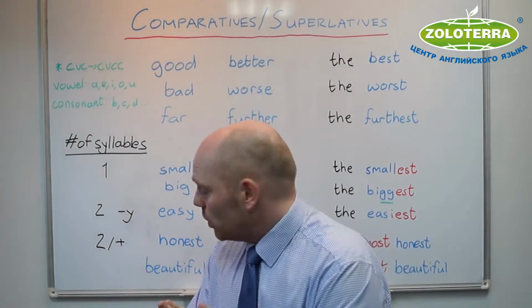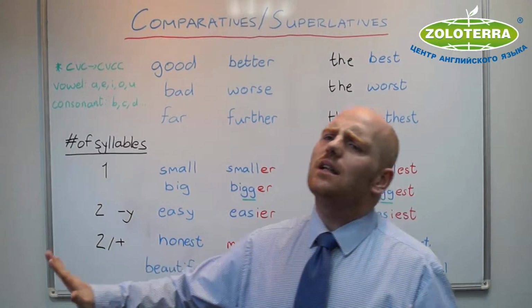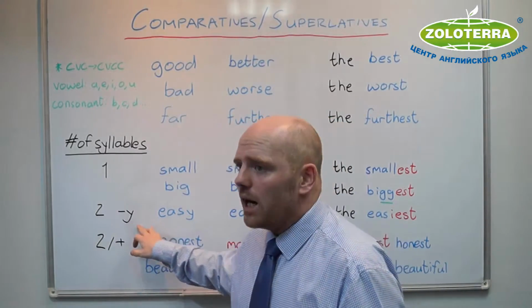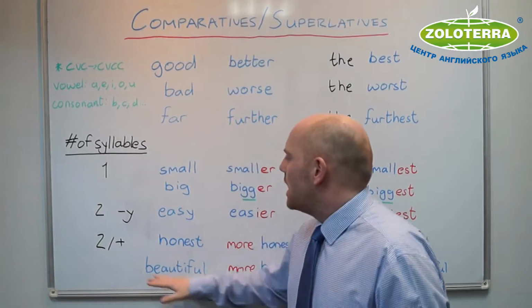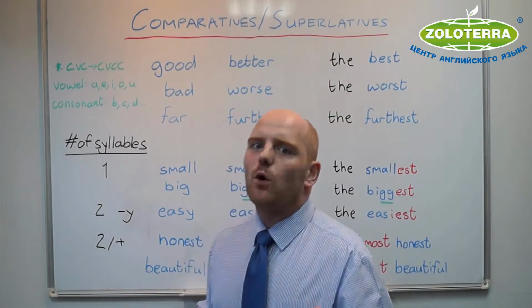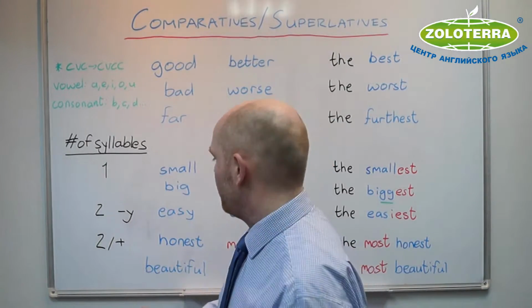And the last rule is for any other two-syllable adjective which doesn't end with Y. So honest, modest, or two or more syllables. So 3, 4, if you want to be crazy, 5-syllable adjectives.